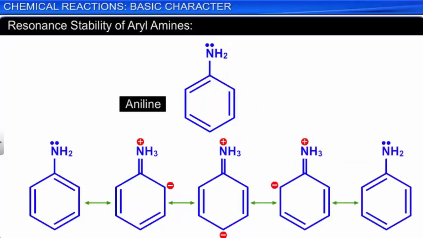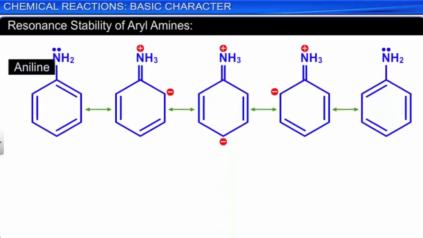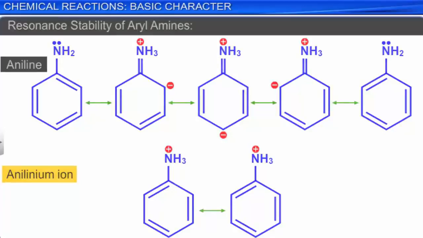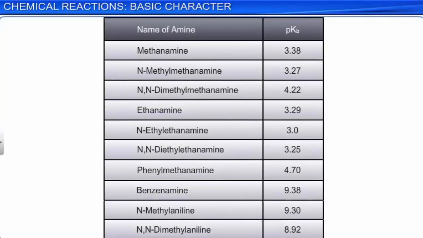On the other hand, the protonated aniline, or anilinium ion, obtained by accepting a proton, can have fewer resonance structures than aniline. You know that the greater the number of resonance structures, the greater is the stability. Thus, aniline is more stable than the anilinium ion. Hence, the proton acceptability or basic nature of aniline or other aromatic amines would be less than ammonia.